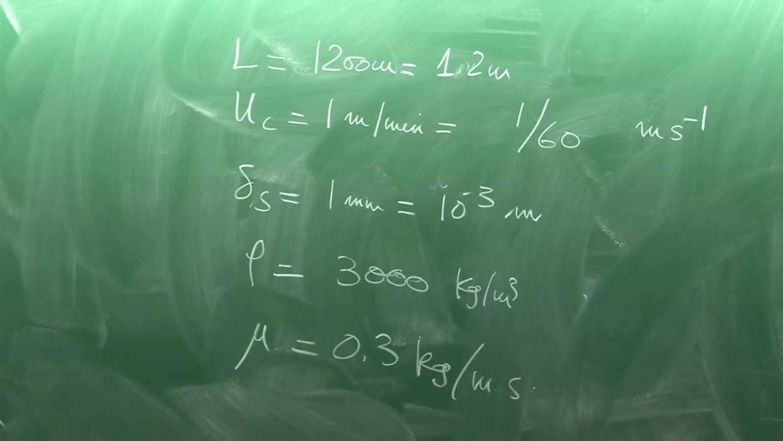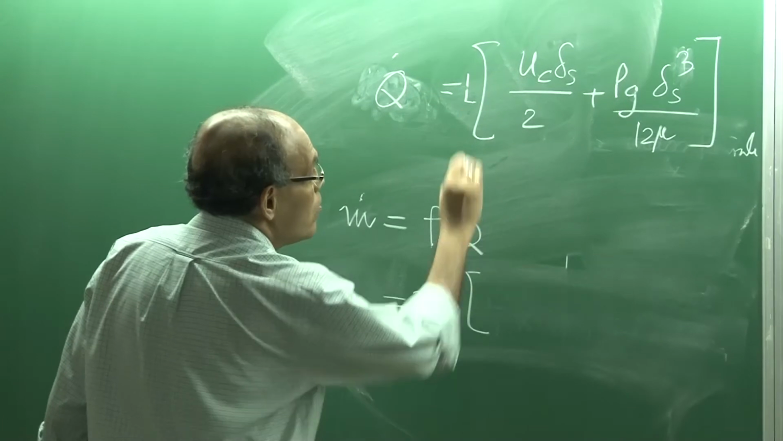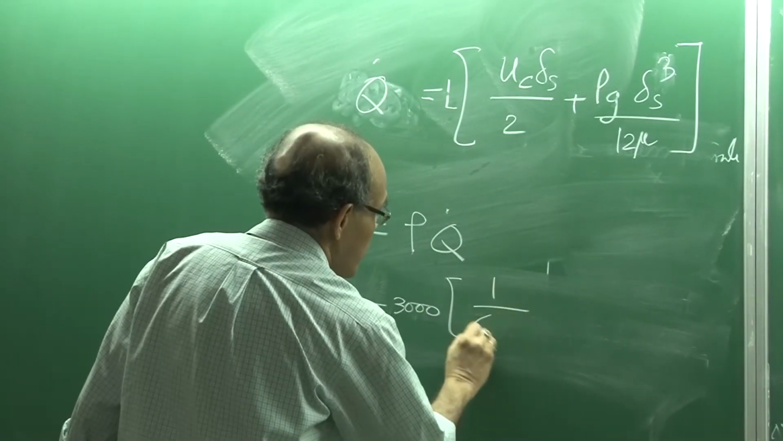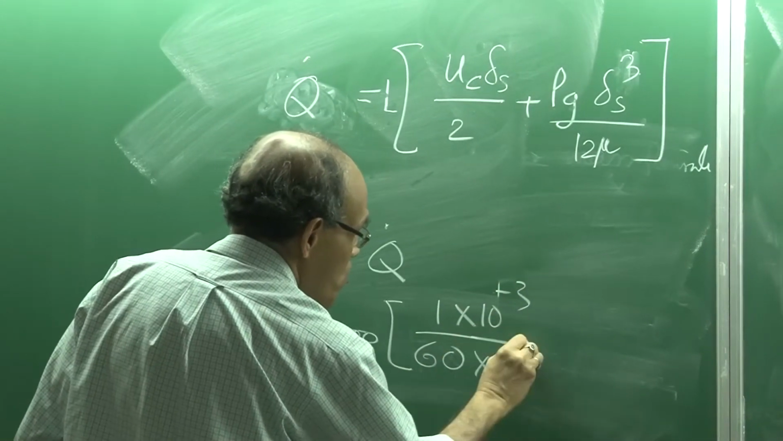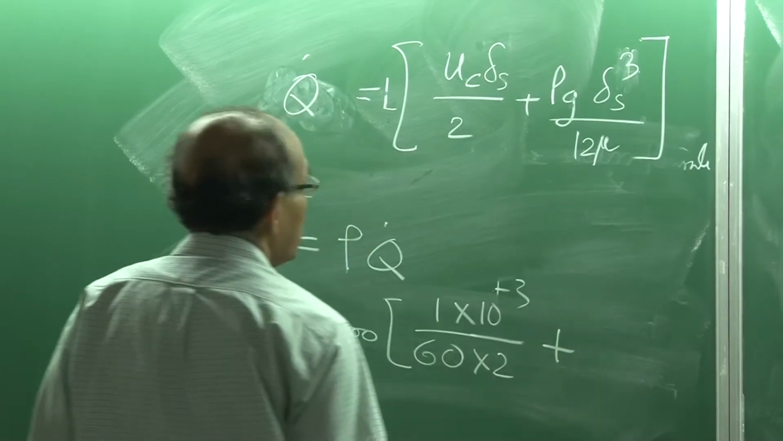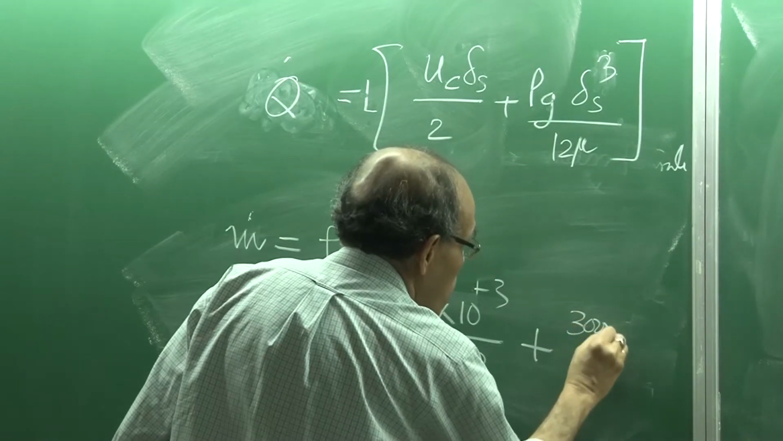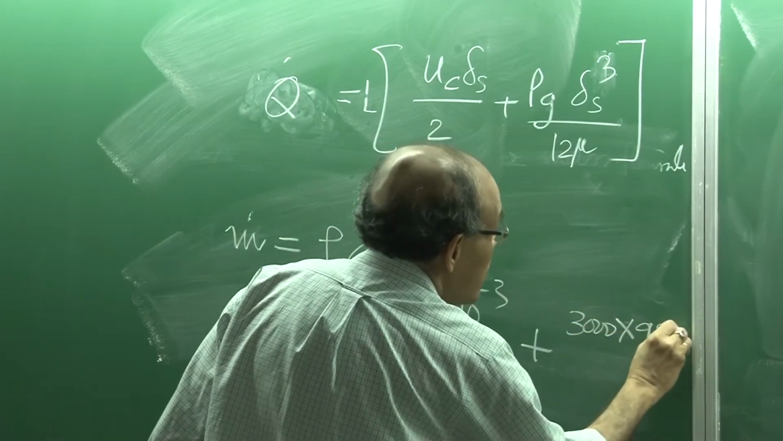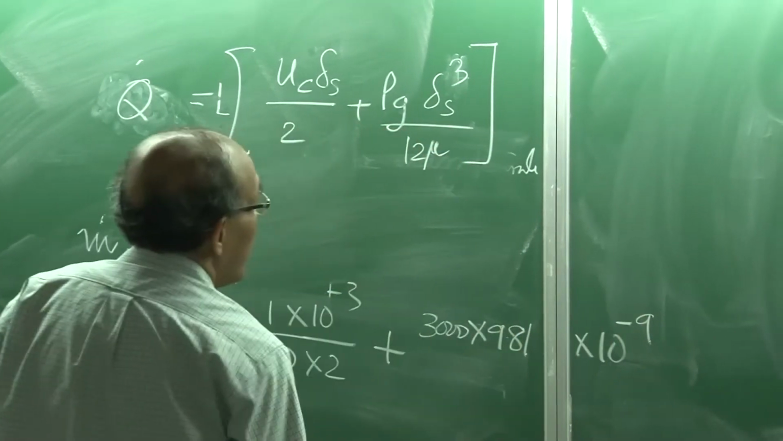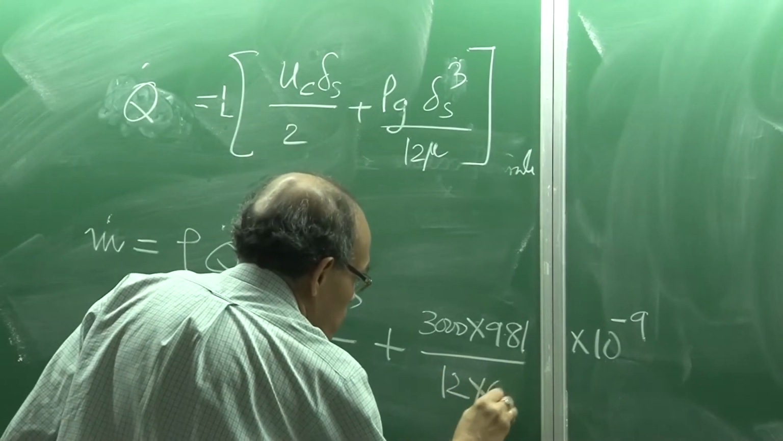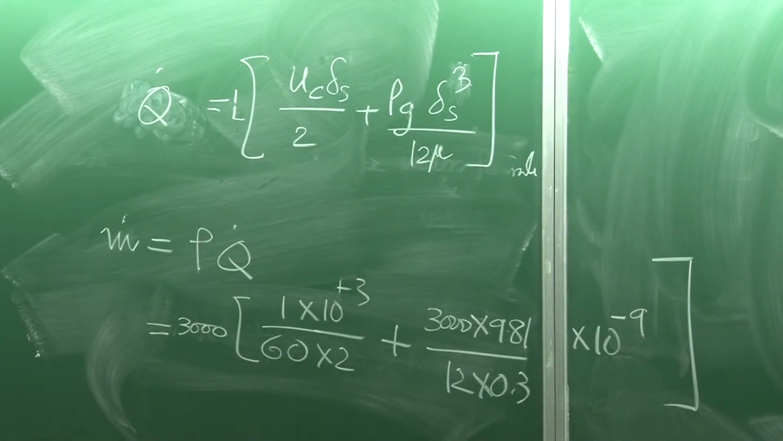okay, then you get the mass flow rate of powder, for example, is 3000 into casting speed, which is 1 by 60. Okay. This is 10 to the power minus 3, and this is multiplied by 2, and then this is 3000. This is 9.81. This is 10 raised to the power minus 9, and this is divided by 12 into 0.3. So, you should be able to calculate this out.